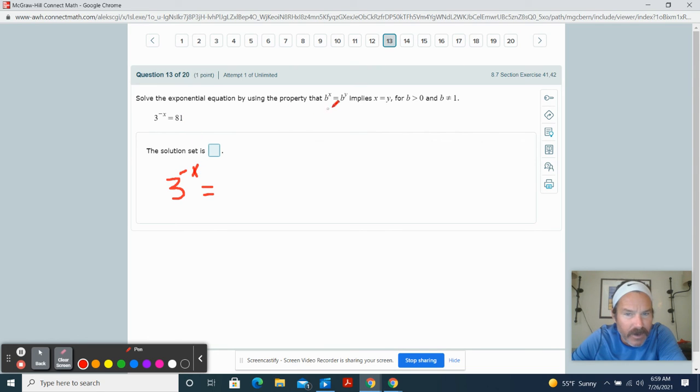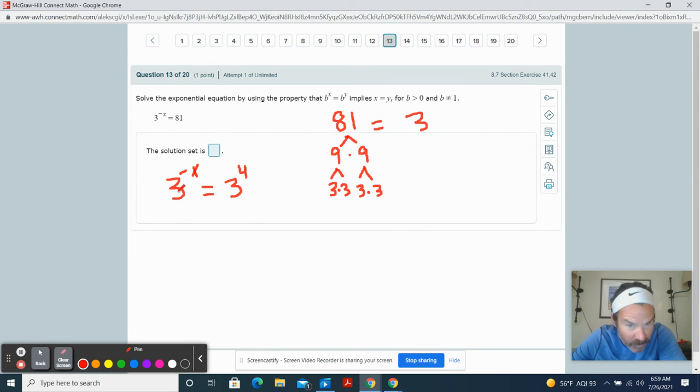81, though, can be written as a base 3. Think about 81. I'm going to break 81 into two numbers that multiply to 81, 9 times 9. And then 9 is 3 times 3. So 81 is four 3s multiplied together. That would be 3 to the fourth power.